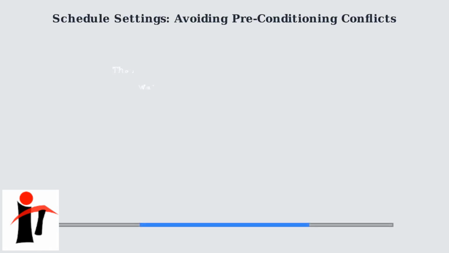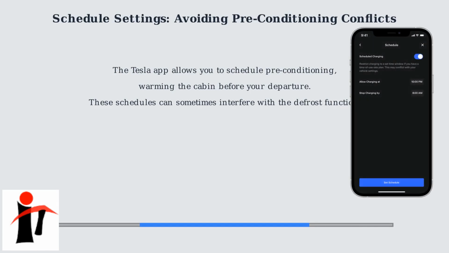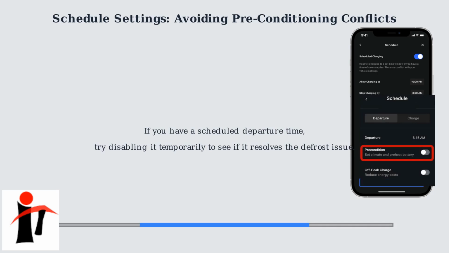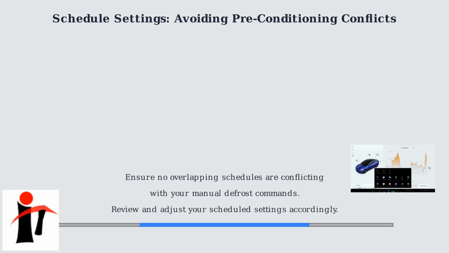The Tesla app allows you to schedule preconditioning, warming the cabin before your departure. These schedules can sometimes interfere with the defrost function. If you have a scheduled departure time, try disabling it temporarily to see if it resolves the defrost issue. Ensure no overlapping schedules are conflicting with your manual defrost commands. Review and adjust your scheduled settings accordingly.